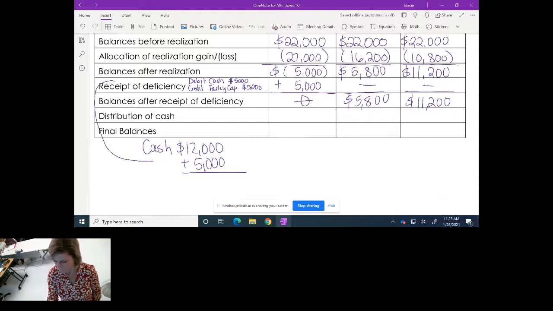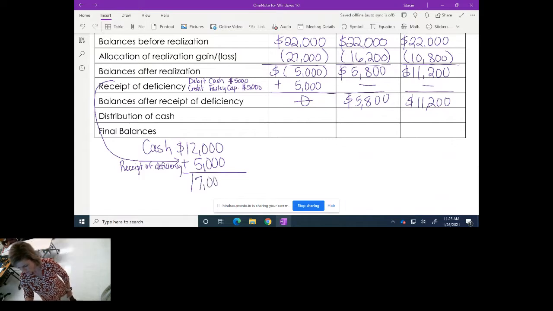So now, because Farley put the money in, we have 17,000. Does that make sense? Because if it had only been 12, that would have worked had he not put the money in, because they're going to have to eat it. So adding this all the way across equals 12. But since he went ahead and made good on his deficit, they got what was in their capital accounts.